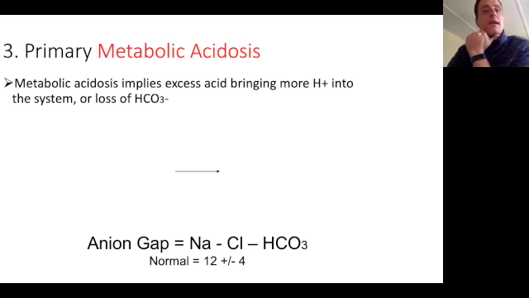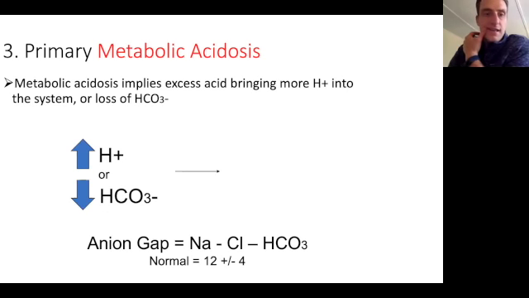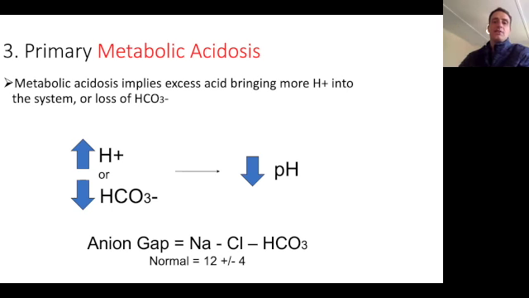Move on to metabolic causes of acid-base disorders. The first one is metabolic acidosis. Again, something that we encounter frequently in the intensive care unit and the operating room. So we need to be well versed in how to diagnose and to treat it. Metabolic acidosis means there's an excess acid from some source, bringing more hydrogen ion into the system, or in some cases, a loss of bicarbonate. So increased hydrogen ions or loss of bicarbonate leads to a decrease in pH.